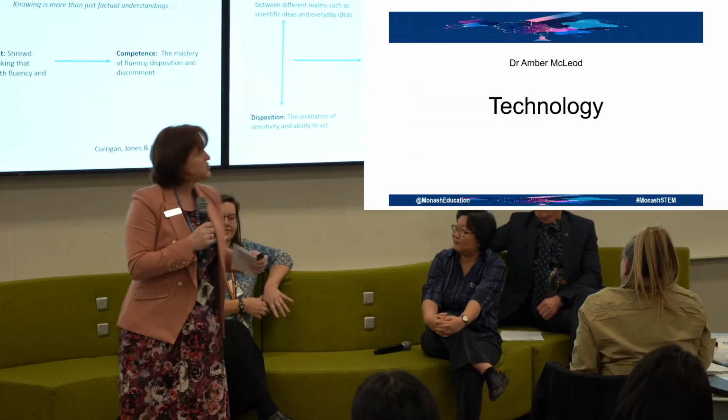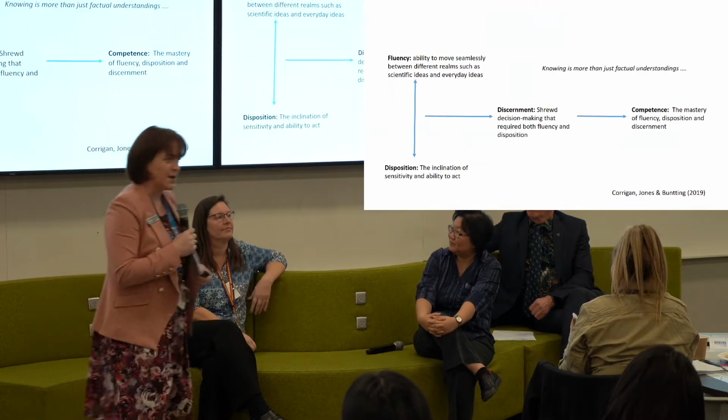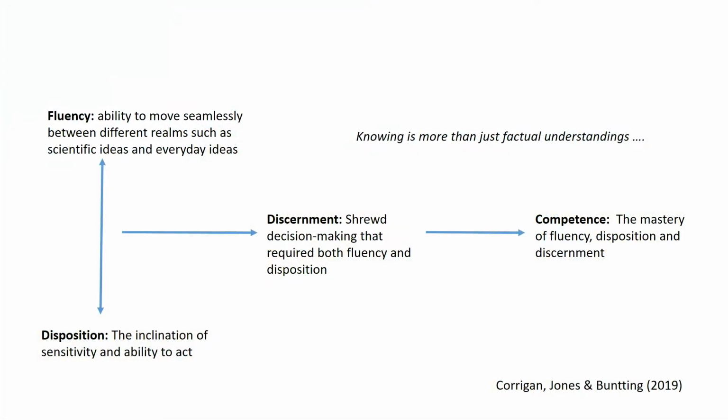So one of the things I'd like to draw your attention to, and my title hasn't come up, this is a framework from Corrigan, Jones and Bunting. And they talk about that science is more than just factual understandings. It's actually a way of knowing. It's a verb rather than a noun. And that understanding is more than just understanding facts. It requires a number of skills. So being able to move between the different realms, such as the everyday and the scientific knowledge, being able to apply that. And then our competence or mastery really relies on our capacity to do these other things.